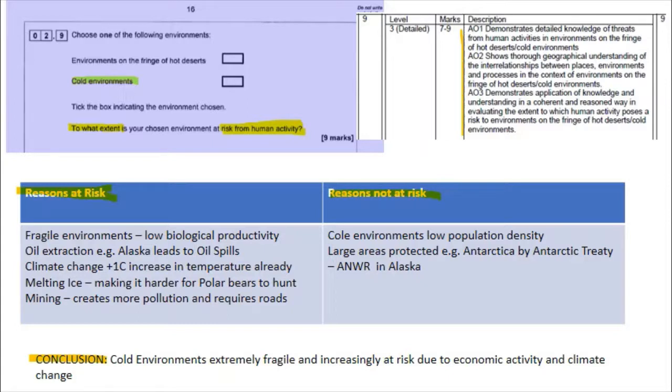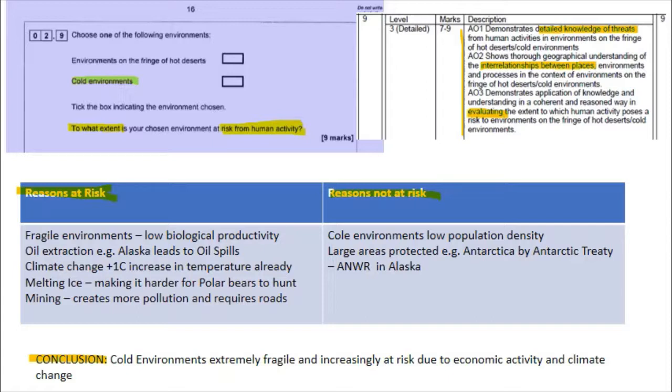Detailed knowledge of threats, so actually specific named threats. Explaining how things are interrelated, so what's happening in one place will affect animals and various other things. And evaluation, that's your conclusion. So that's the 3 things the examiner's looking for. So let's go through it.